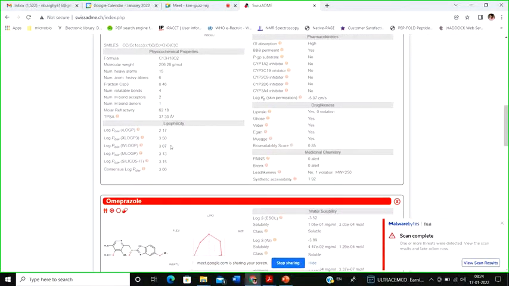Next, you have the lipophilicity. Now, what is lipophilicity? Lipid level. Lipid level, exactly. Now, see the partition coefficient between these. Now, how do we calculate the lipophilicity?